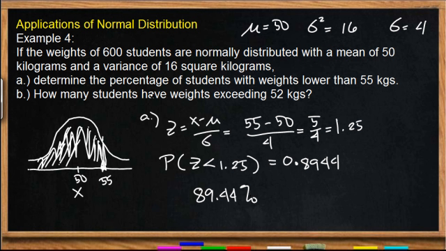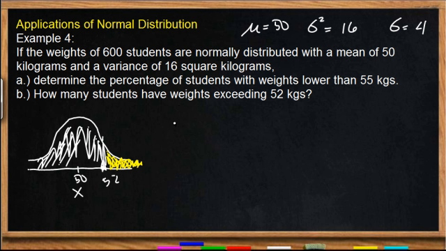How about, how many students have weights exceeding 52 kilograms? So how many students weigh greater than 52? Exceeding 52. So in this case, what we will find is not 55 anymore but 52. And what we are looking for is not the probability but the number of students. But you should be able to relate percent into numbers. Okay? So first we find the percent.